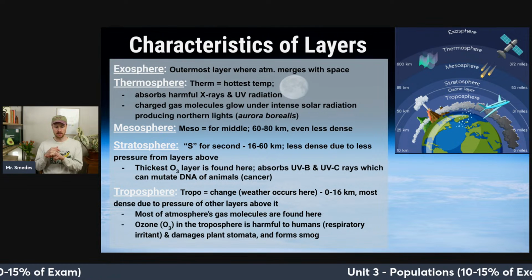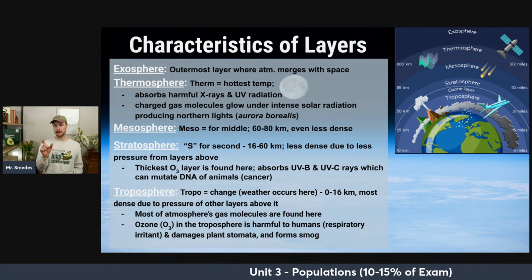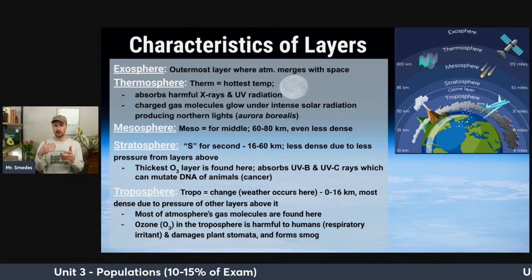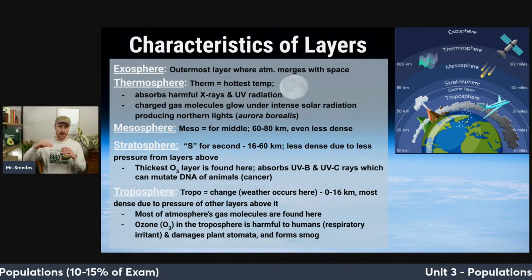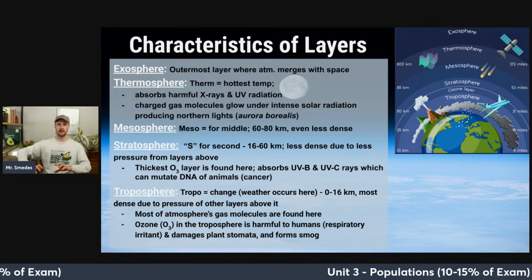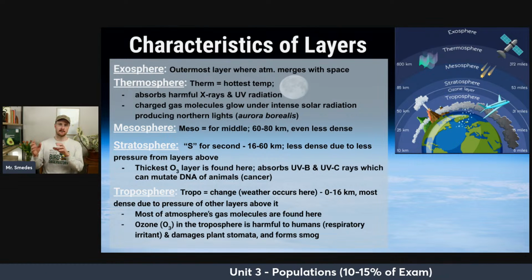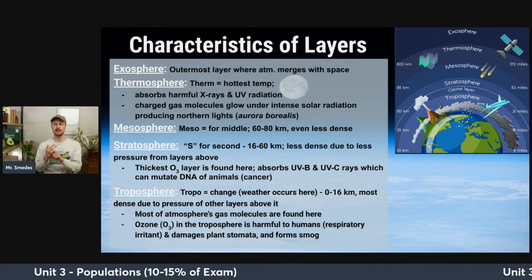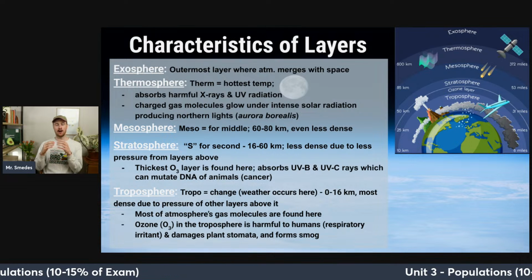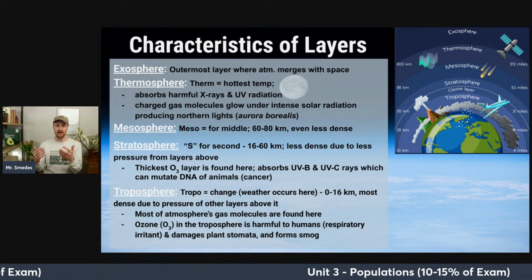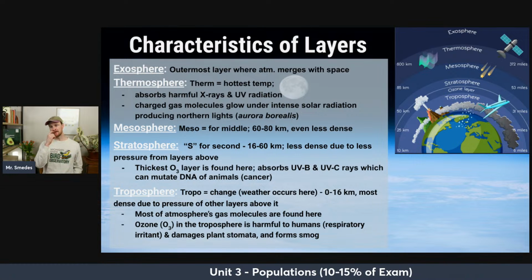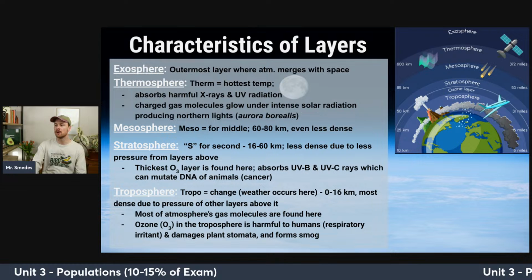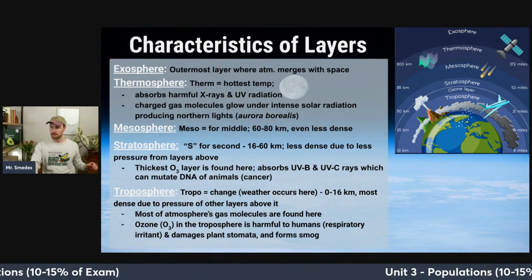I always try to remind my students that the prefix tropo means change, and the troposphere is always changing. It's where the weather is always changing, right? So weather occurs down in the troposphere, the lowest layer of Earth's atmosphere. And then the stratosphere, I always tell my students S for second, but also S for saves. In the stratosphere, we have that ozone layer that saves us from the sun. So there are some word associations that can help you remember the difference between these two.